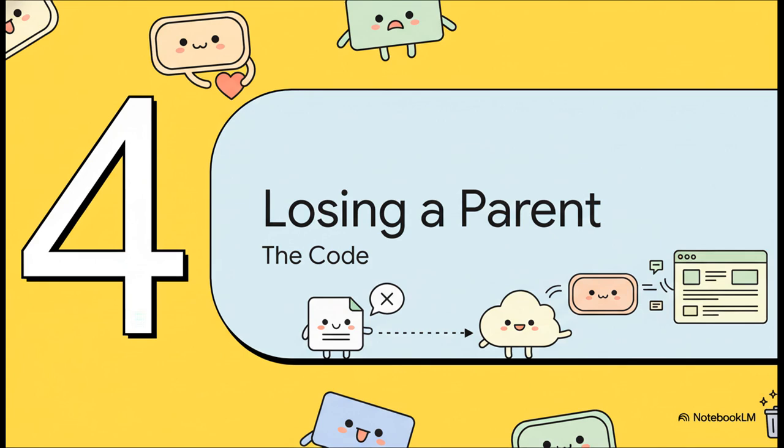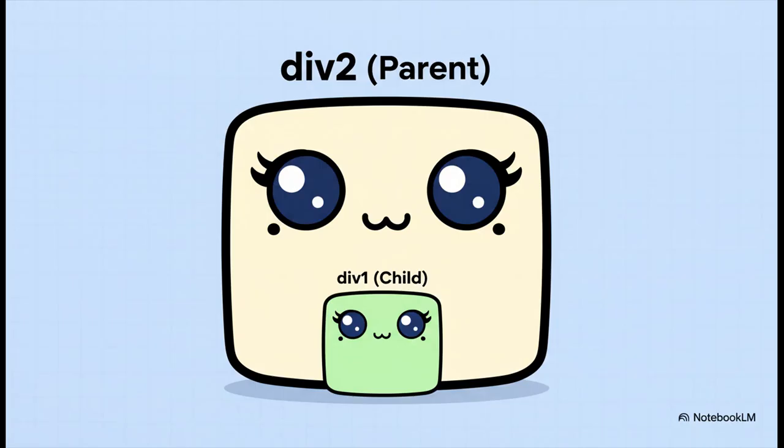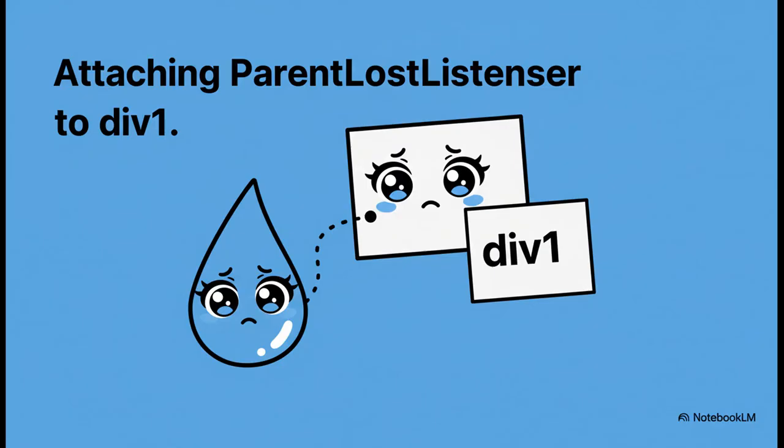All right, let's check out its twin, the ParentLostListener. As you've probably figured out by now, the process is going to feel very familiar. For this example, we start things off a little differently. We still create our two div tags, but this time, we make div1 a child of div2 right from the get-go. So when our code starts, div1 already has a home. Now, just like we did before, we attach the ParentLostListener directly to div1. The logic is now armed and ready, basically just sitting there, waiting for the moment div1 gets kicked out of the nest by its parent, div2.